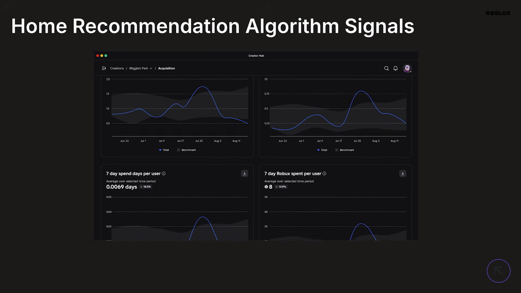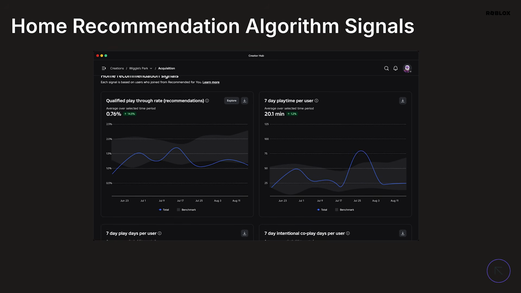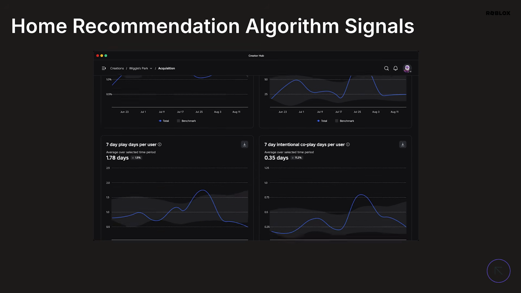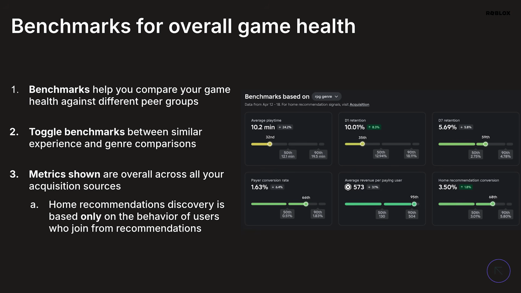All right, so let's talk about understanding your acquisition a little bit more using analytics. Next slide, please. And then next slide. Okay. So Sandeep just covered looking at your home recommendation analytics page to understand the signals that are driving home recommendation impressions, right? And that is probably the most important channel for a lot of games. But I think it's also really important to monitor your overall game health metrics and benchmarks. These are industry accepted metrics like day one retention, playtime, payer conversion rate, and more.